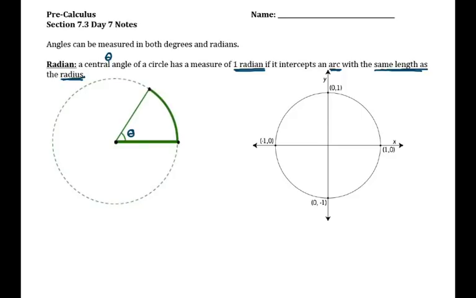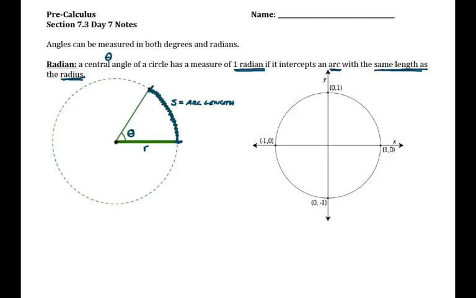So what that means essentially is, if you take a look at the picture, that arc there, call it S. If that length is the same as the radius, then that angle that marks out that arc would be considered 1 radian.